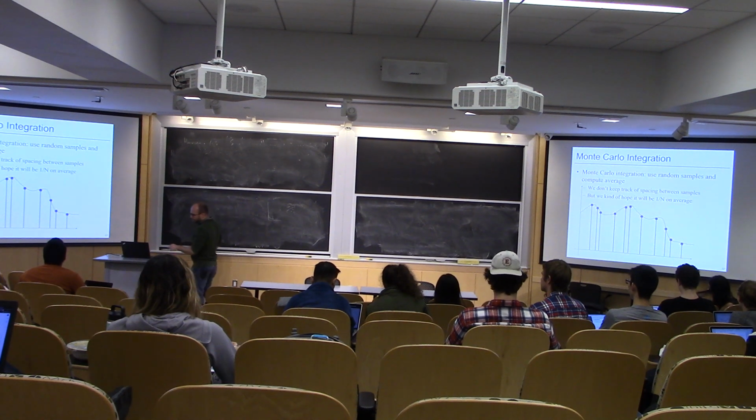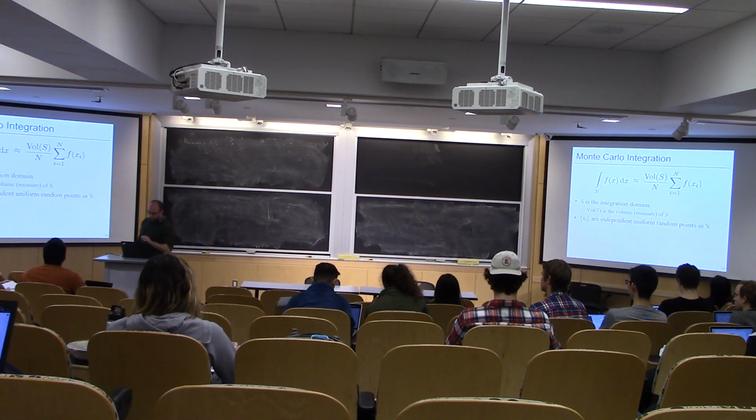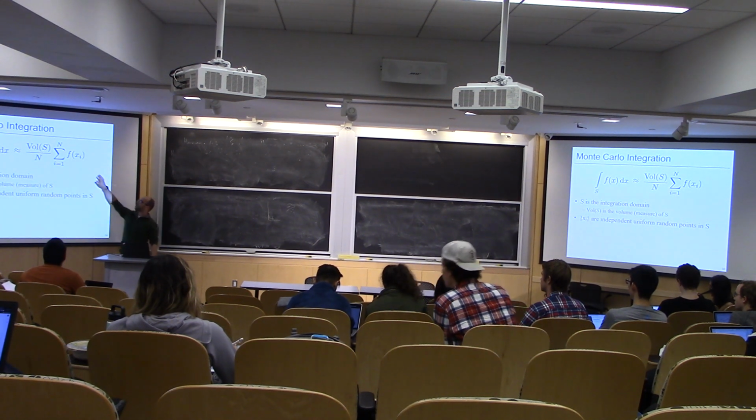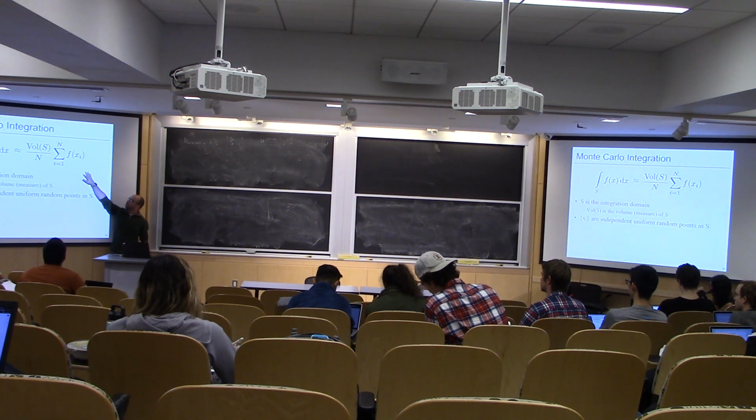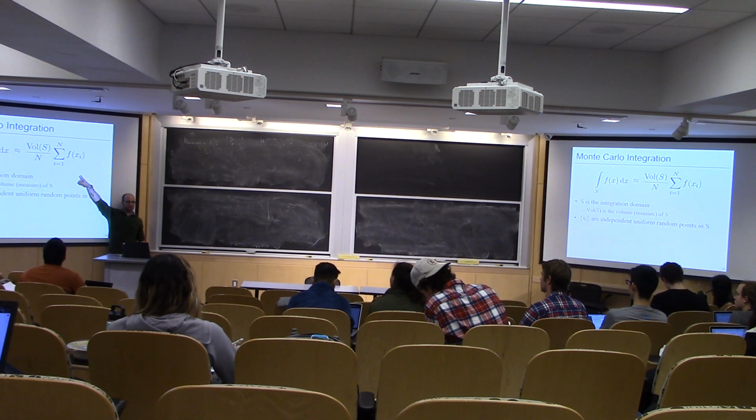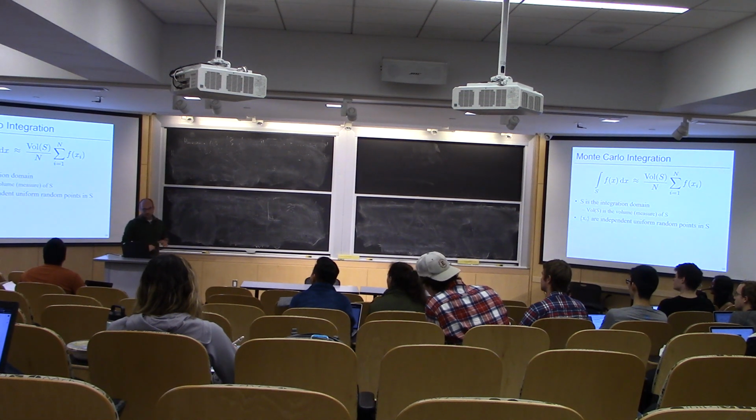Here's a formula for what we've done so far. If I want to integrate a function over some domain S, one way to do that is to randomly, with uniform probability, generate a bunch of points x_i in my domain, average their value, and scale it by the volume of my domain. Is everybody convinced that this is roughly an approximation of the integral? This is called the Monte Carlo approximation of the integral.